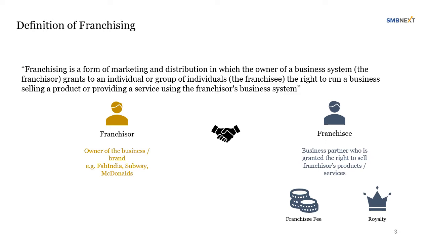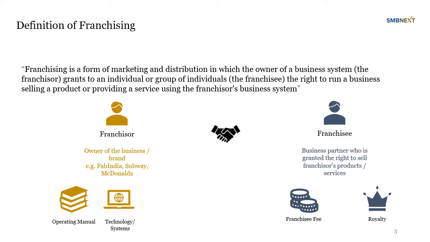What does the franchisor give me? What does the franchisor owe to the franchisee? The franchisor, first of all, sets the operating manual or the rules to run the business. So the franchisor is going to give the franchisee an operating manual which talks about everything, the compliances, the rules that the franchisee has to follow in order to run the business.